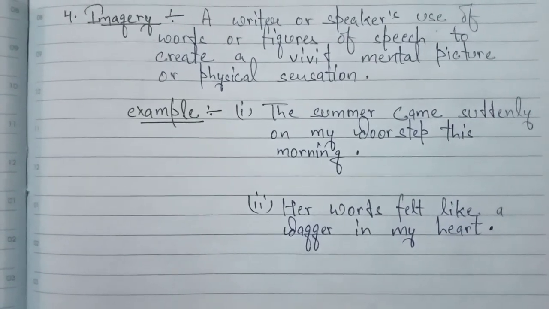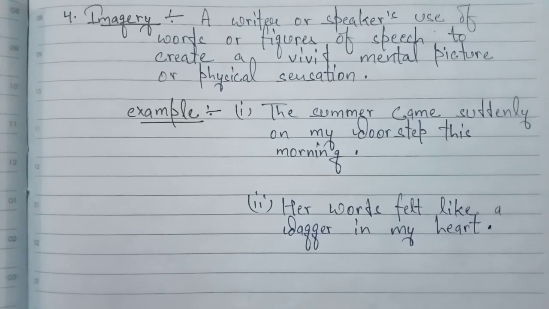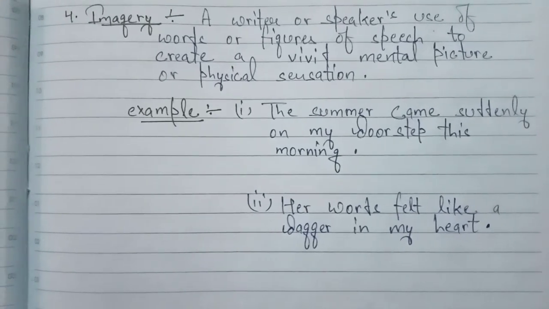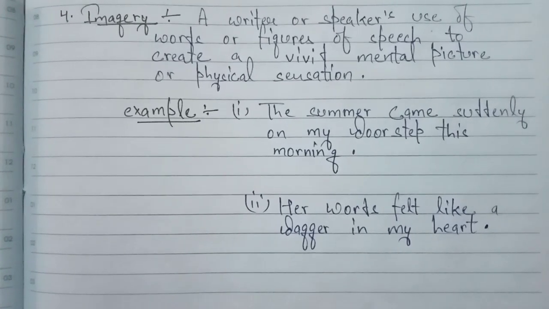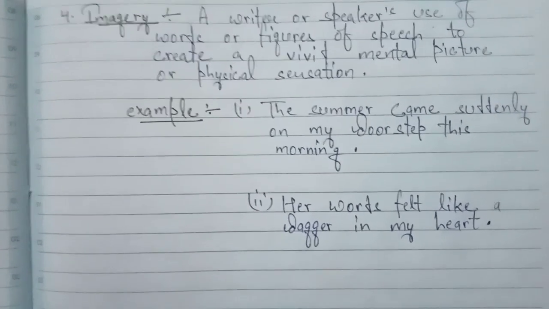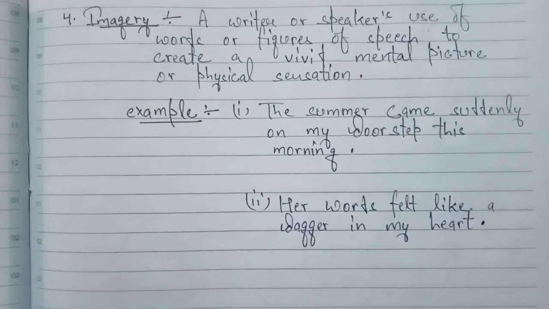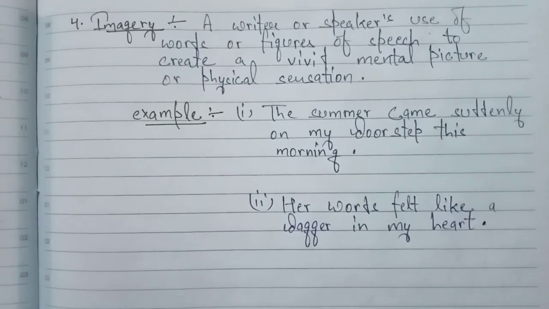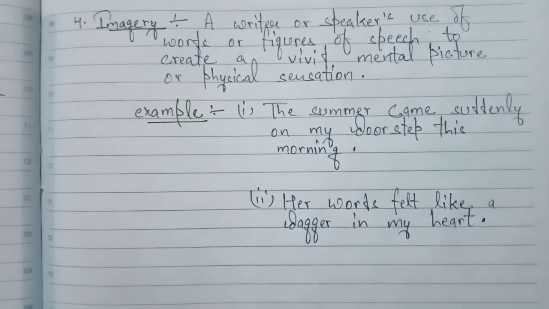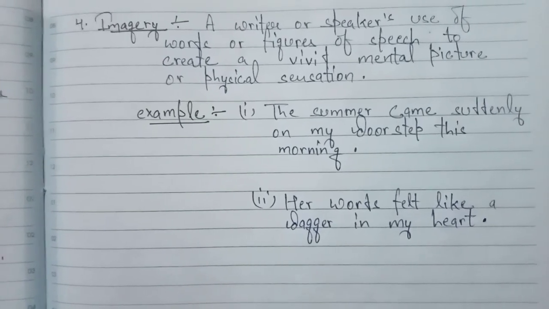Example number 1 is, the summer came suddenly on my doorstep this morning. Now, summer is not a person or any living being. It's a season, okay? So, saying that the summer came suddenly on my doorstep this morning, it creates a picture in your mind, okay? So, this is an example of imagery.